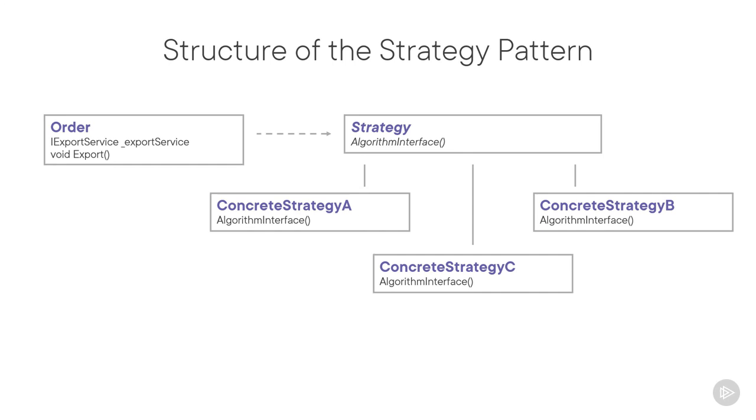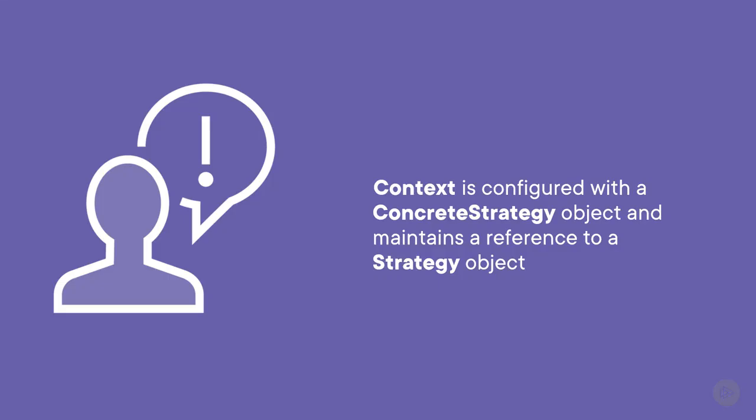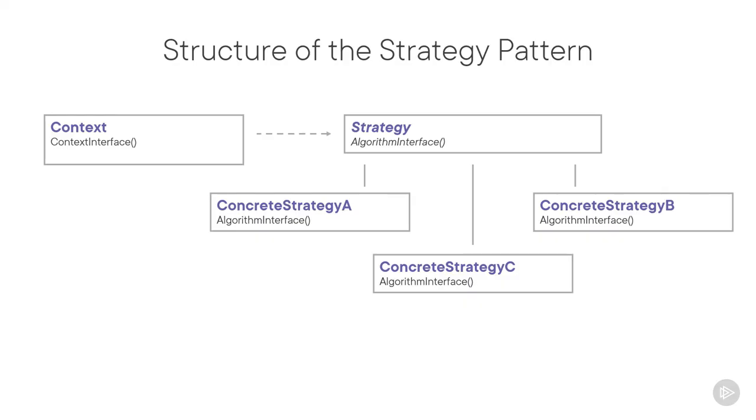The last part of the story is the context, which maps to our order class. This is configured with a concrete strategy object and maintains a reference to a strategy object. That's what the arrow from context to strategy means. It often also contains a way for the strategy to access its data. In our example, that was the export method. That method would require the data that needs to be written to the file, for example, by passing through the full object that needs to be exported, the order in our example.